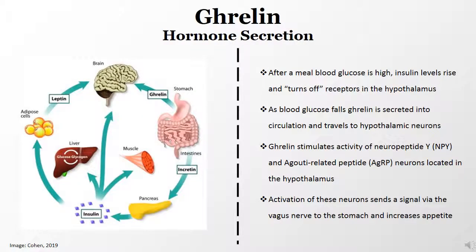After we eat a meal, blood glucose levels rise, which in turn stimulates insulin release. Insulin then acts on the receptors in the hypothalamus to turn off the need to eat. As blood glucose levels fall, ghrelin is secreted into the bloodstream, which stimulates activity of neuropeptide Y and AgRP neurons located in the hypothalamus. Activation of these neurons sends a signal via the CNS vagus nerve to the stomach in the ENS, and a person experiences the feeling of hunger.